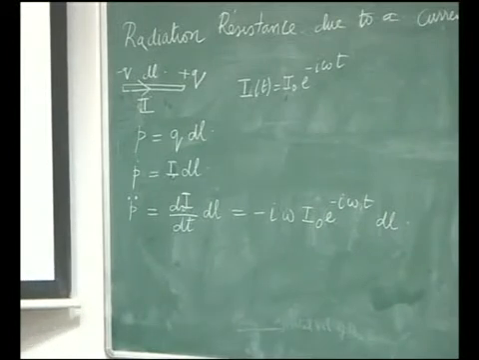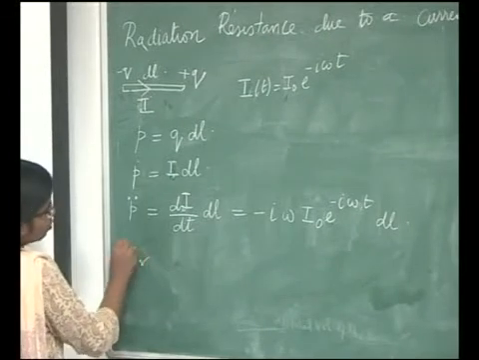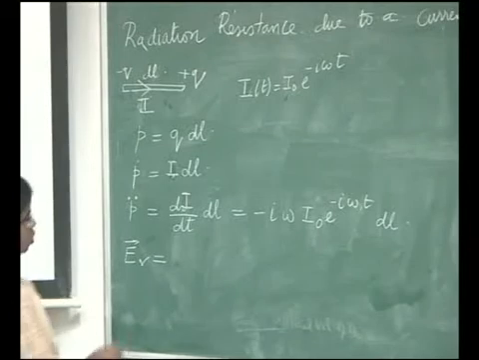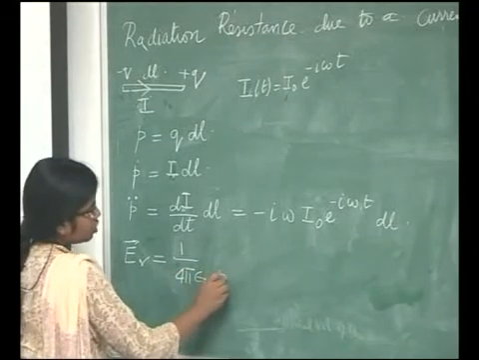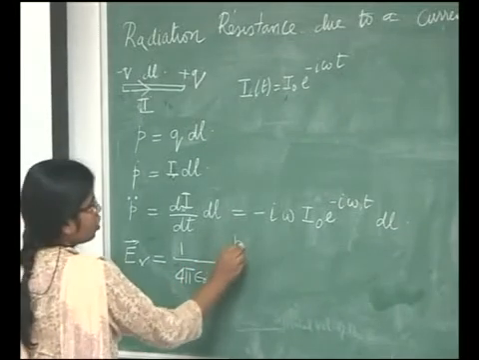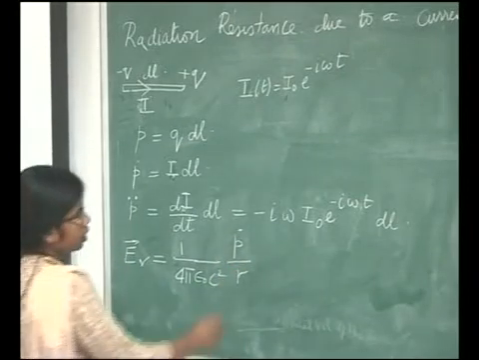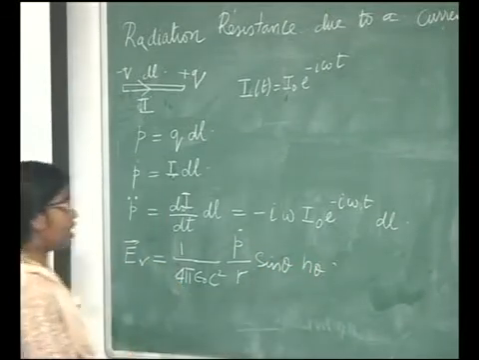Now, if you look at the results that we had derived in the last lecture, we derived that Er, the radial component of electric field, is equal to 1 upon four pi epsilon 0 c square, P dot by r into sin theta n theta. This is the radial component of E.